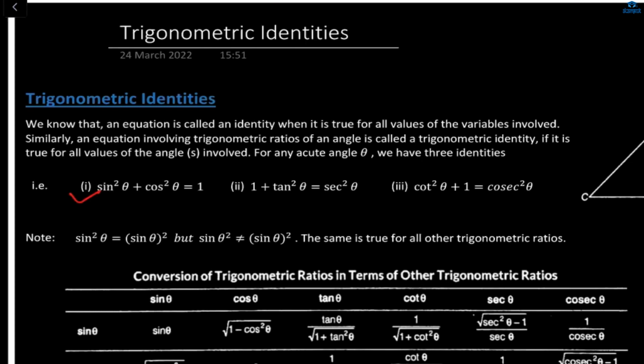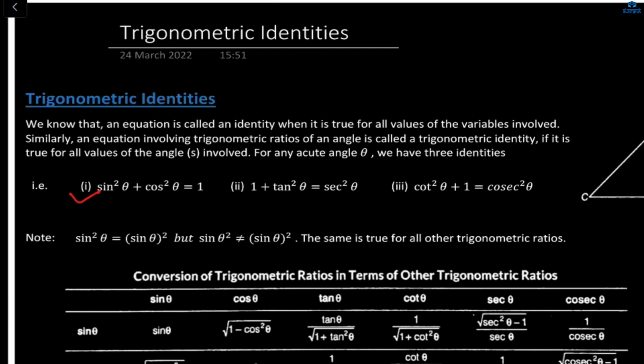Okay, so whenever you're simplifying a question or trying to prove something, and you see sin square theta plus cos square theta, you can write it as equal to 1. Or sometimes you may need to cancel some of the terms, so instead of 1, you can write it as sin square theta plus cos square theta also. Either way, both are correct.